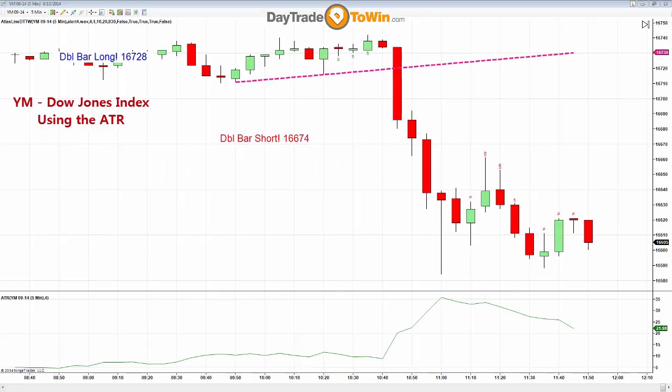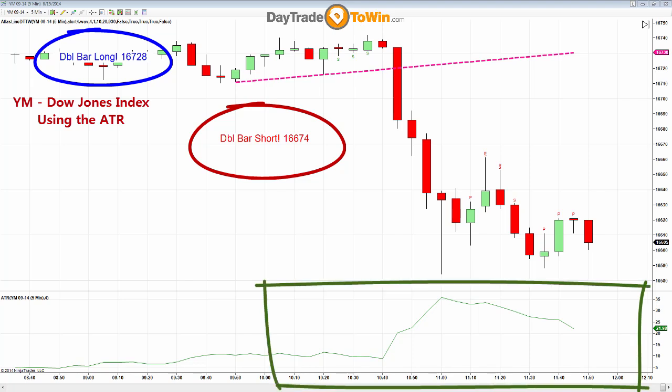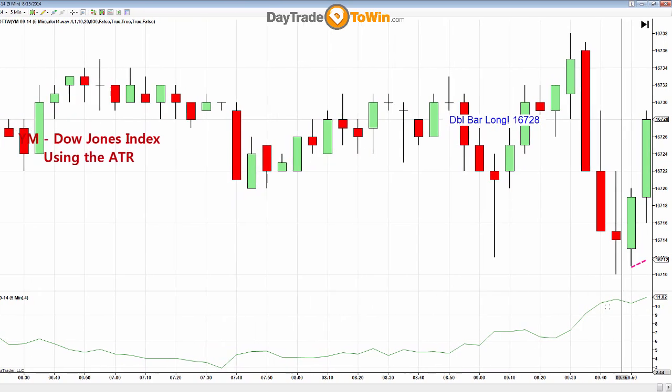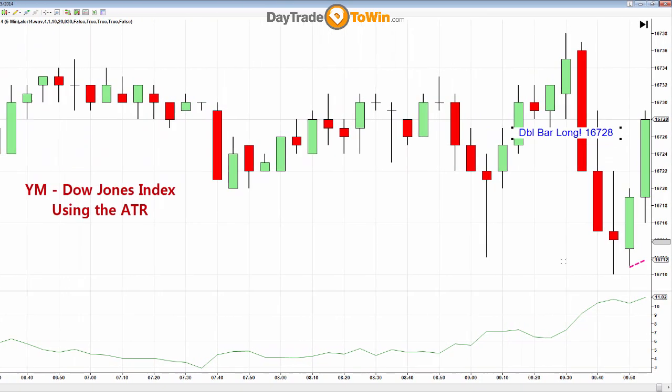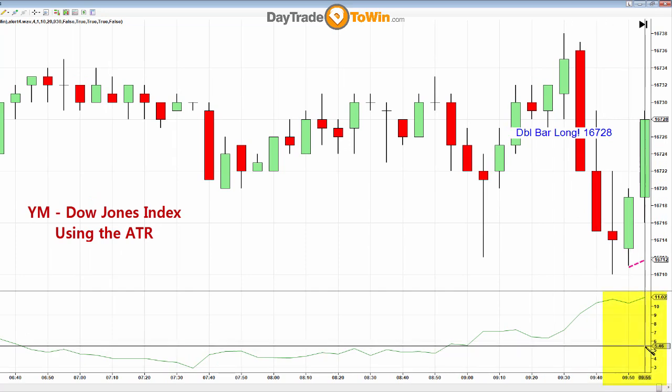All right, let's take a look at a market like the Dow Jones, which is the YM. And the Dow here on the Atlas line gave a long position and a short position. And each of these orders had a specific target, which is based off of the average true range, the ATR. It's a little bit different. If you take a look here at the ATR at the time of this entry, 16,728, this is equivalent of 11 ticks.